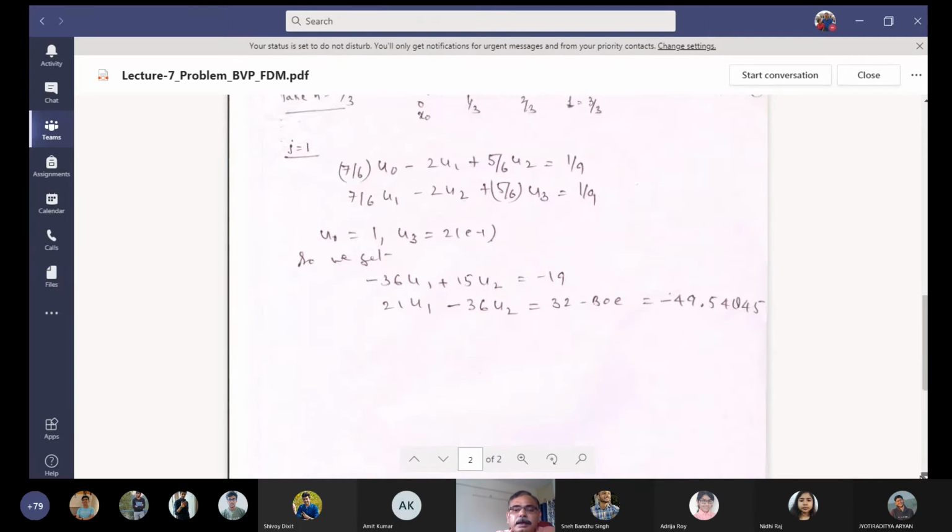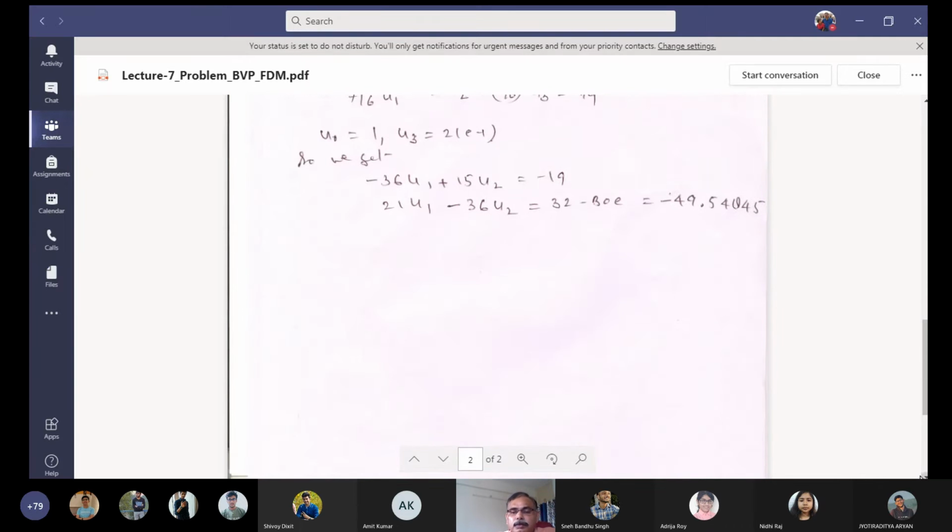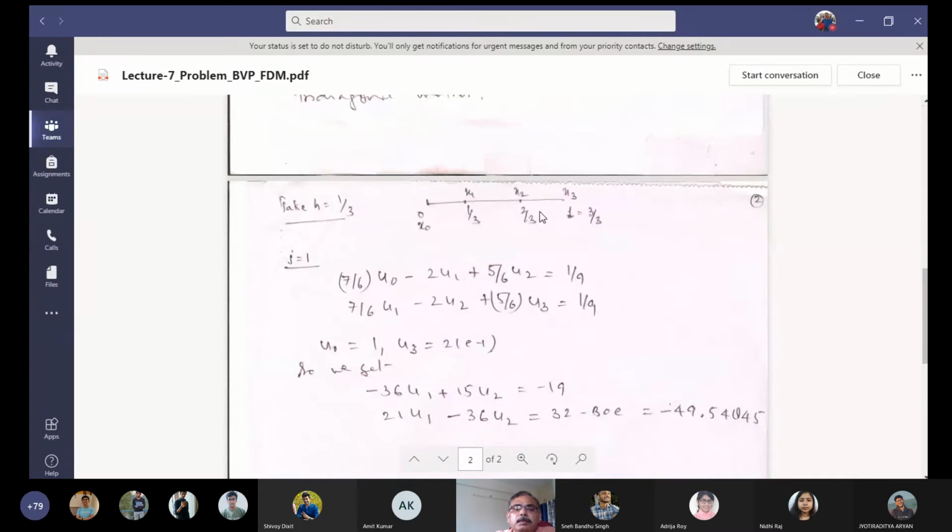Just for demonstration it is taken only for two values, but for your own problem you have to take a larger number of divisions. For example, h equal to 1 by 4, so this will be 0, 1 by 4, 2 by 4, 3 by 4, and 4 by 4. So there will be three equations. If h equal to 1 by 6, accordingly the number of equations will change. Is that clear? Yes, sir.